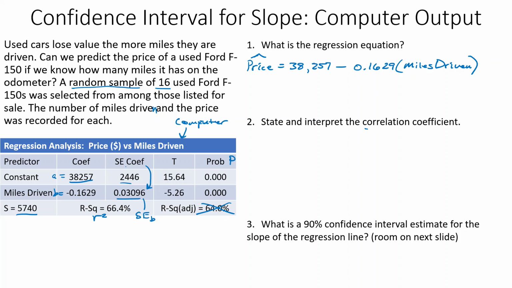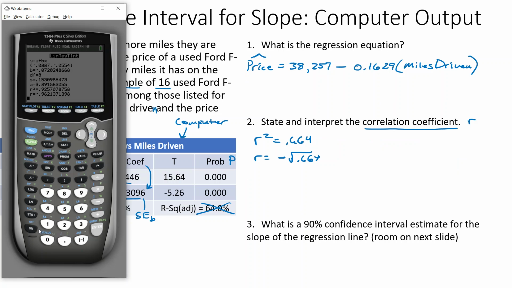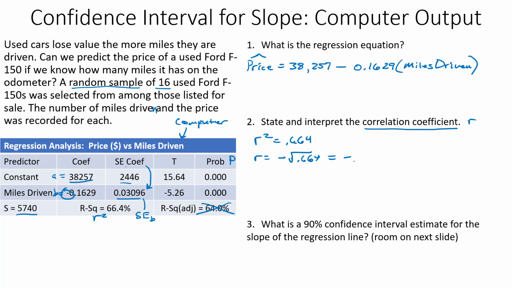State and interpret the correlation coefficient. So what's R? Correlation coefficient is R. Well, we start off with R squared is 0.664. So R is the square root of 0.664, and we have to assign the sign. So since the slope was negative, R is also going to be negative. So now we just need to take the square root of 0.664. So second square root of 0.664 gives us 0.815, I guess, or so. So negative 0.815.